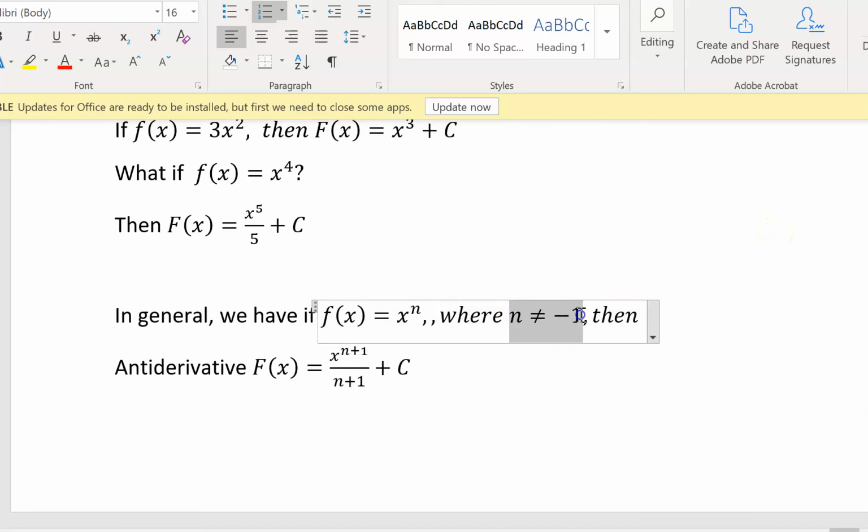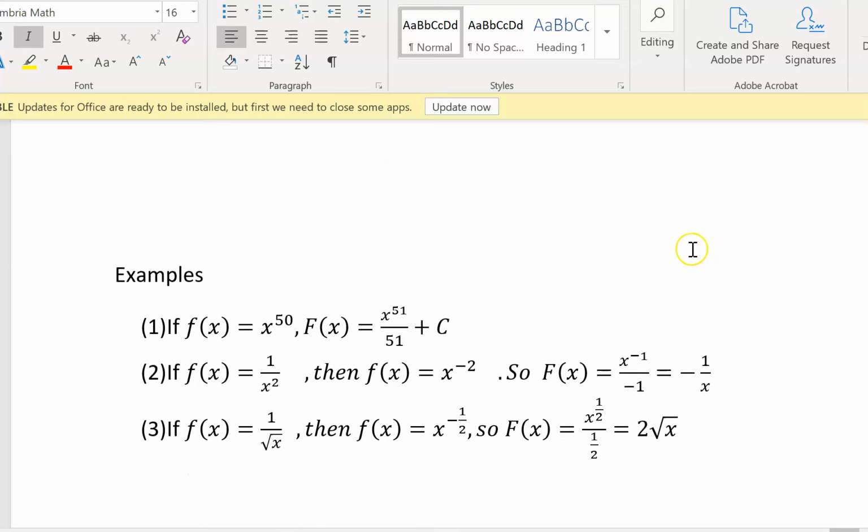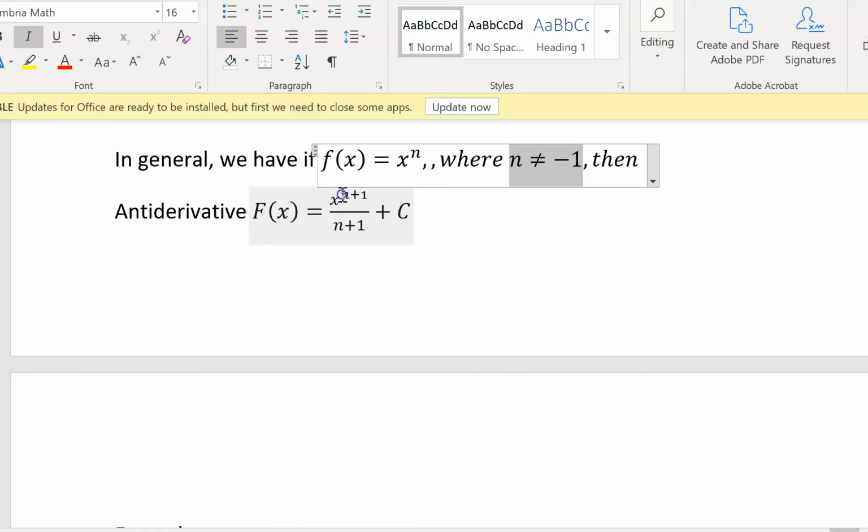The power has to be not equal to negative 1. Why is that? Because if you add 1 to negative 1, you get 0, which is fine, x to the 0. But when you divide by that new power, you get division by 0, which is not allowed. So be very careful that you don't divide by 0. When you're using the power rule, you must make sure that the power of x you're starting with is not equal to negative 1. So for example, if it is x to the negative 1, or 1 over x, this formula will not work to find the antiderivative of 1 over x.